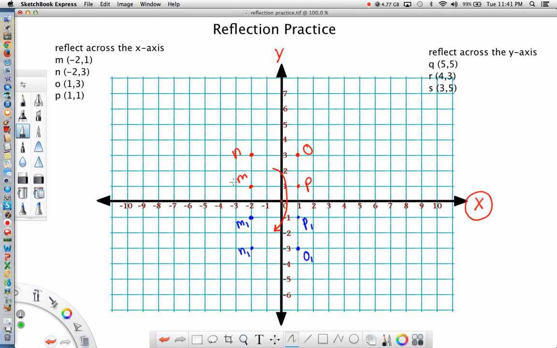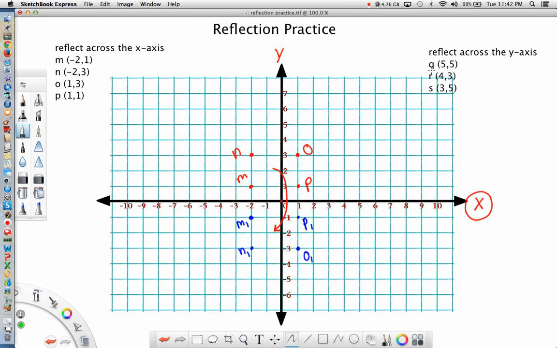So if it was 1 above, +1, it becomes 1 below, or -1. If it was 3 above, now it's 3 below, or -3. So when we reflect over the x-axis, the x values will stay the same, but the y value will become its opposite. And some of you are already probably making a hypothesis about what happens when reflected over the y-axis. Well, first, let's start by graphing these points.